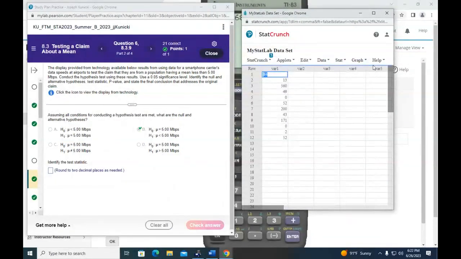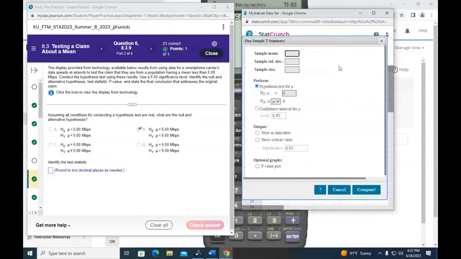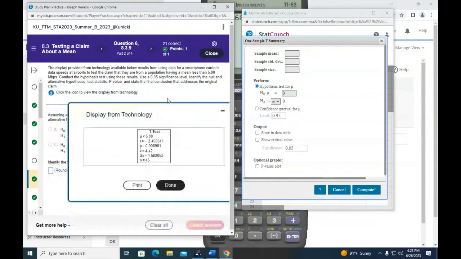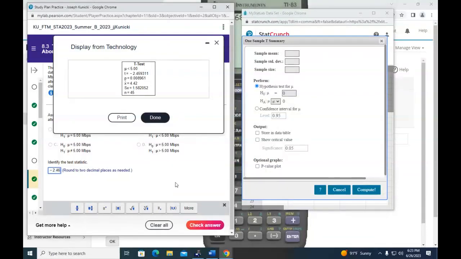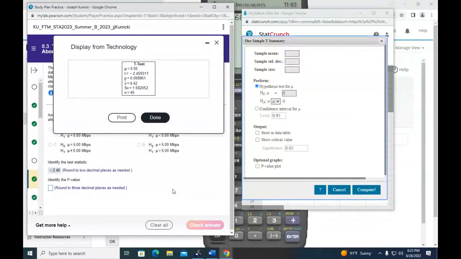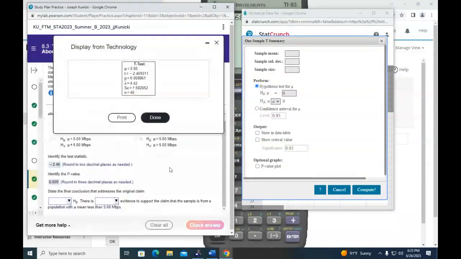And I close that, and identify the test statistics. So I go to stat, t-stat, one sample with summary. I'm sorry, I didn't even, they gave me the readout. There it is. So which one's the test statistic? Minus 2.45. Yeah. 2.46. So the problem with rounding. I severely hate rounding. P-value, 3 decimal places. P-value is 0.009. I don't like it one bit.